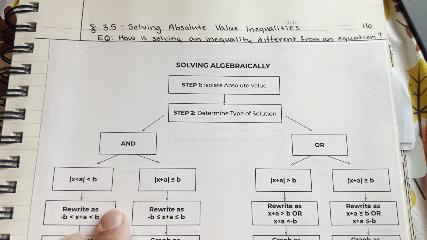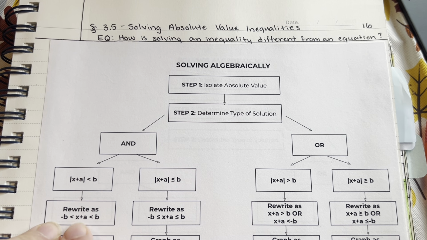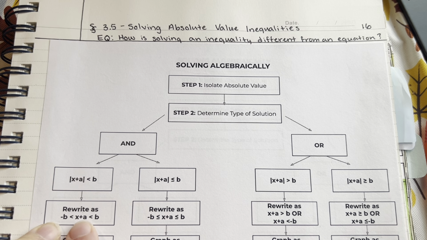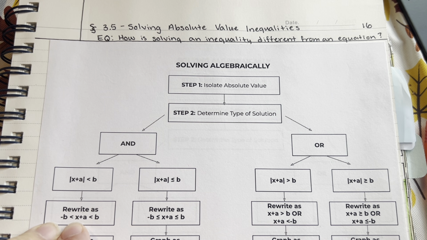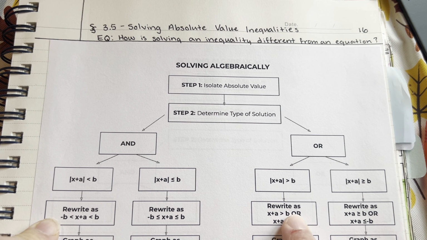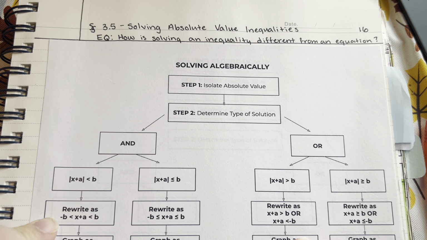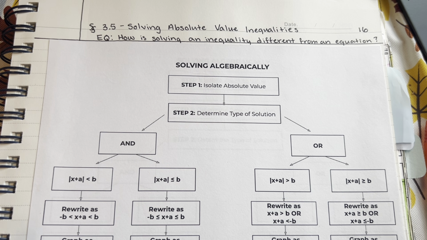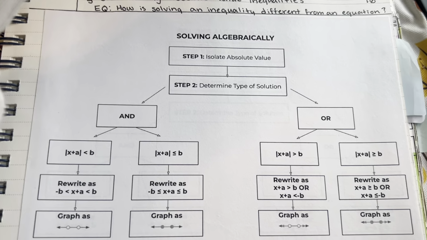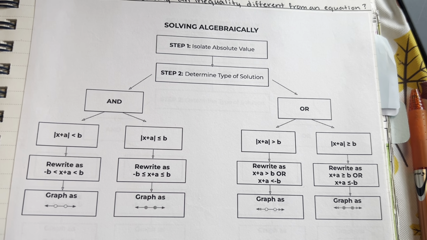Once you have an and solution, we actually solve them differently. We're going to solve them using like the sandwich method. So we're going to put what's inside in between a negative and a positive solution. Whereas if it's an or inequality, we're going to say x plus a is bigger than b, and x plus a is less than negative b. So we still have the positive and negative, but with the positive and negative, the inequalities are pointing in opposite directions. And finally, we're going to graph them.